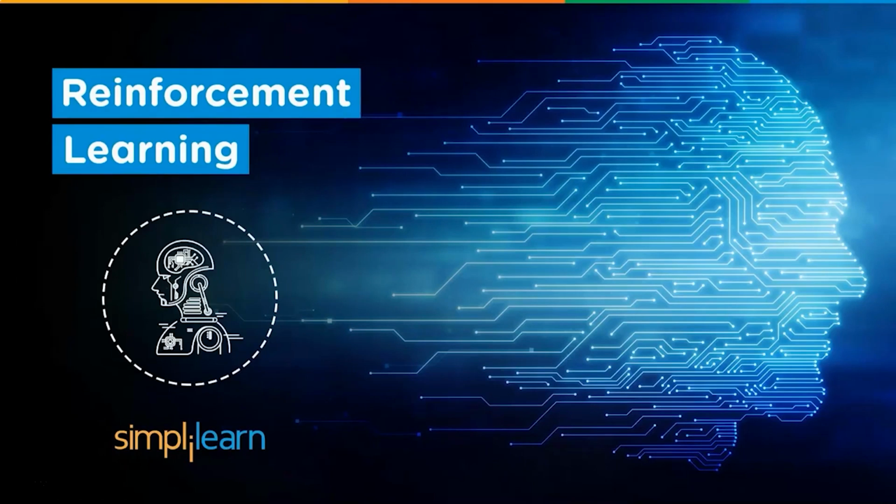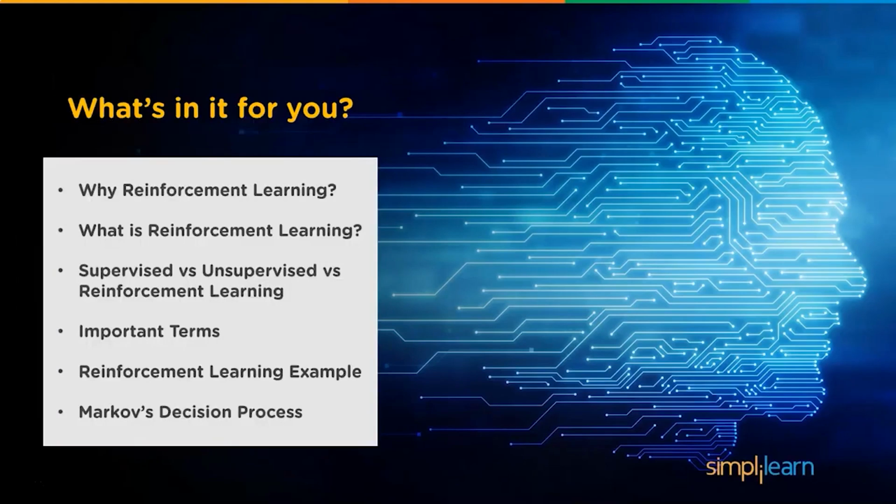We're going to cover reinforcement learning today. And what's in it for you? We'll start with why reinforcement learning. We'll look at what is reinforcement learning. We'll see what the different kinds of learning strategies are that are being used today in computer models: supervised versus unsupervised versus reinforcement. We'll cover important terms specific to reinforcement learning. We'll talk about Markov's decision process, and we'll take a look at a reinforcement learning example. We'll teach a tic-tac-toe how to play.